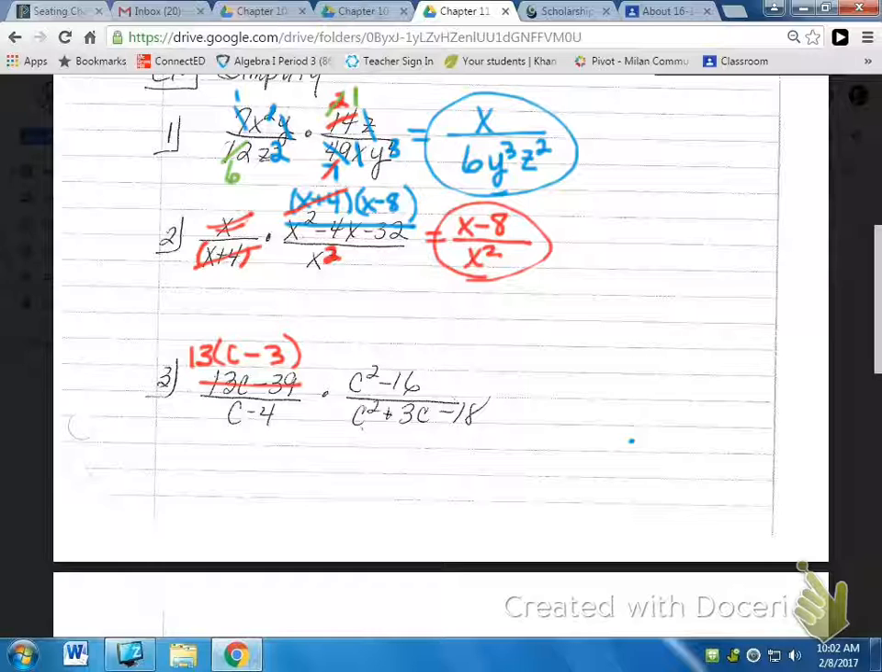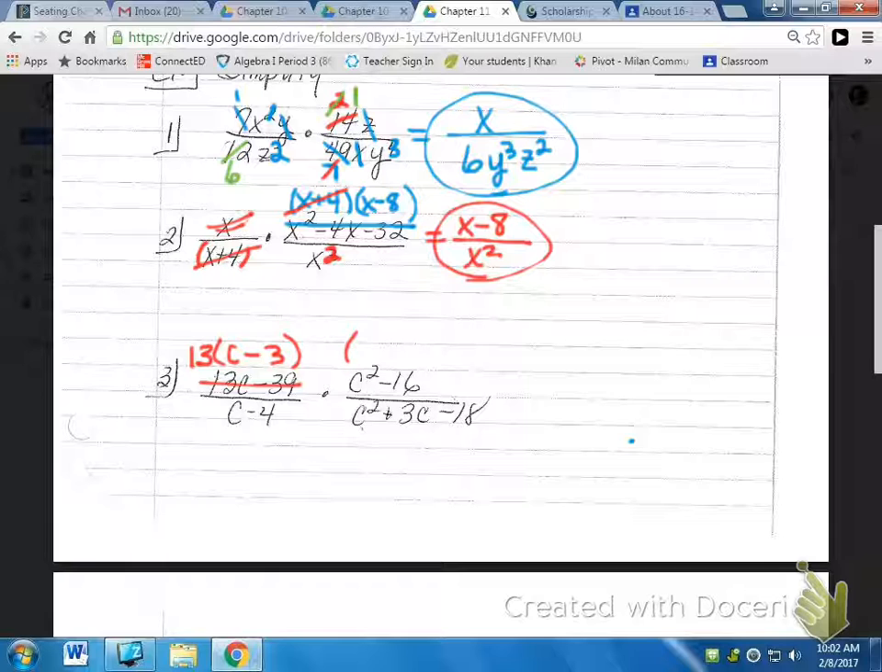c squared minus 16. It's a binomial. So the only thing that it could be, if it is something, is, there's a minus sign. What's that called? Difference of squares. Are they both perfect squares? C squared and 16? Yes.